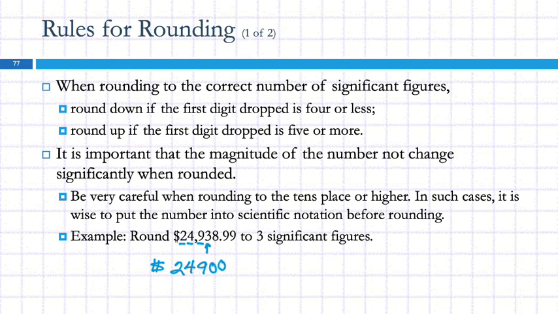So I need to keep the value, keep the overall magnitude of the number. So this is still 24,000 something, right? I can't round 24,000 to 2,400 or 240 or 24 or anything like that. So be careful. So to avoid that, if where you're rounding is further over than the ones place, put it in scientific notation, and then it won't happen to you.